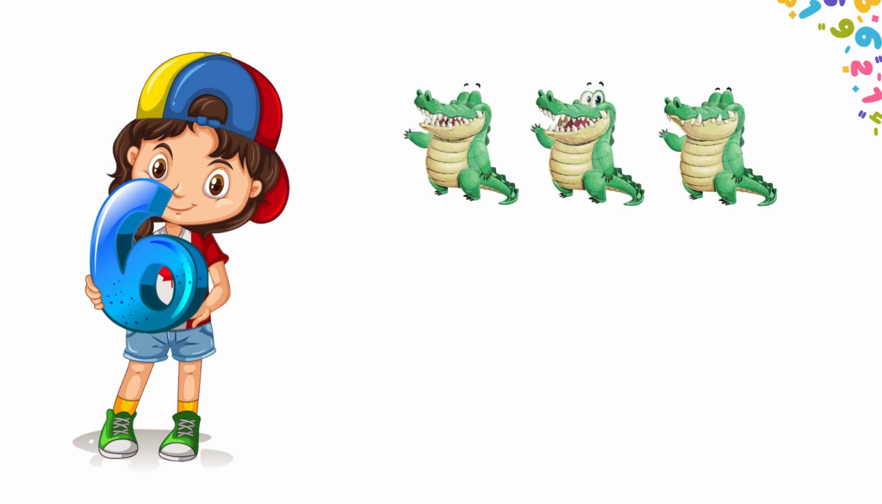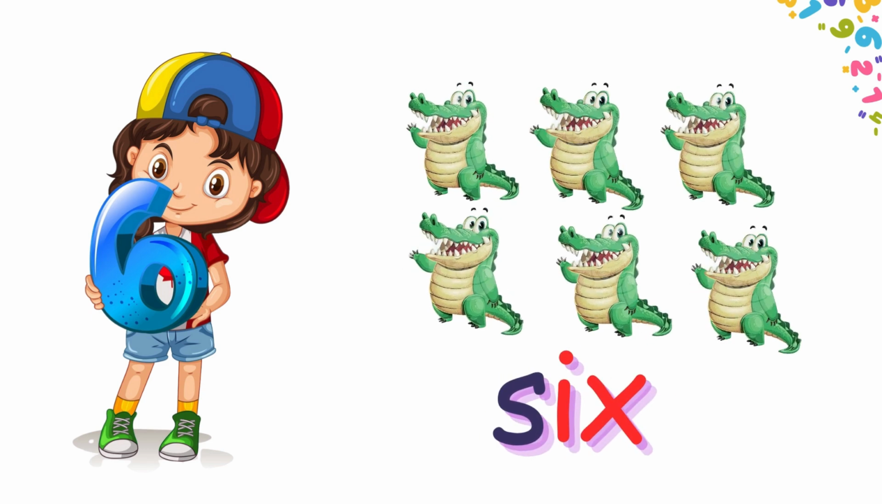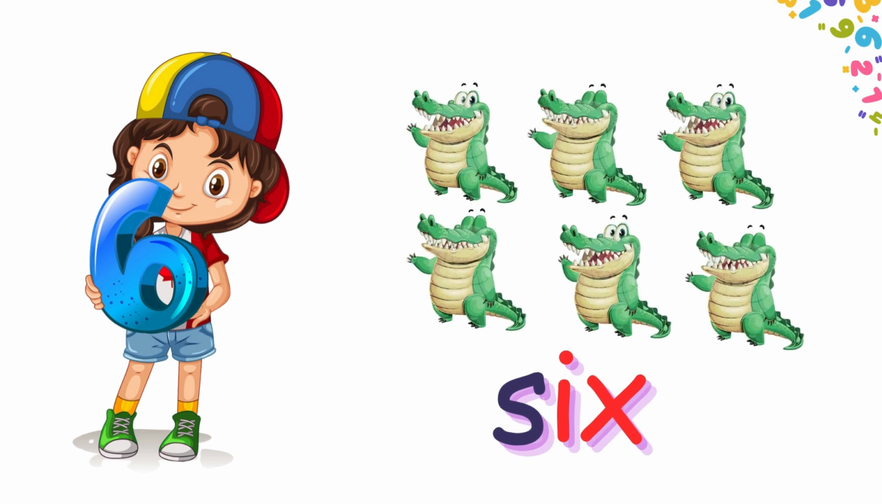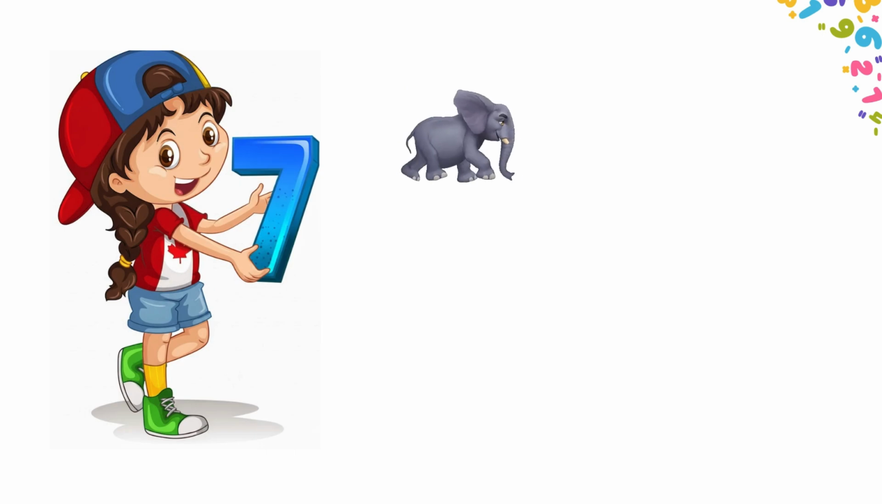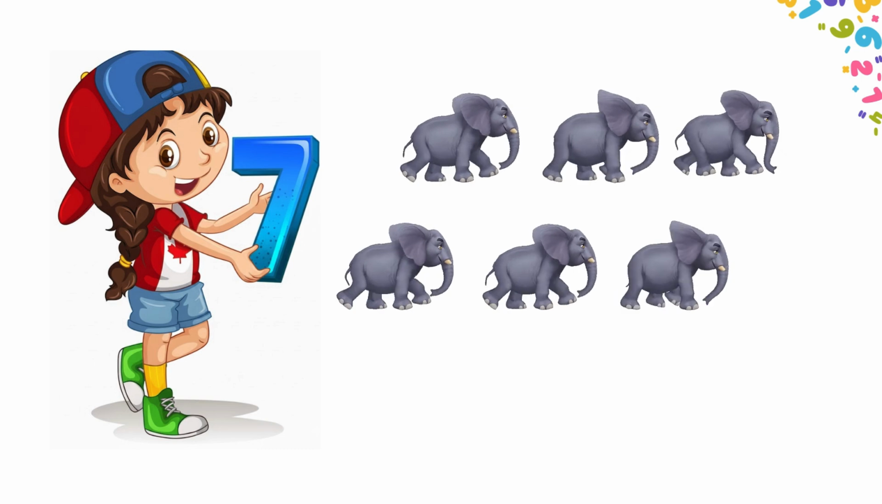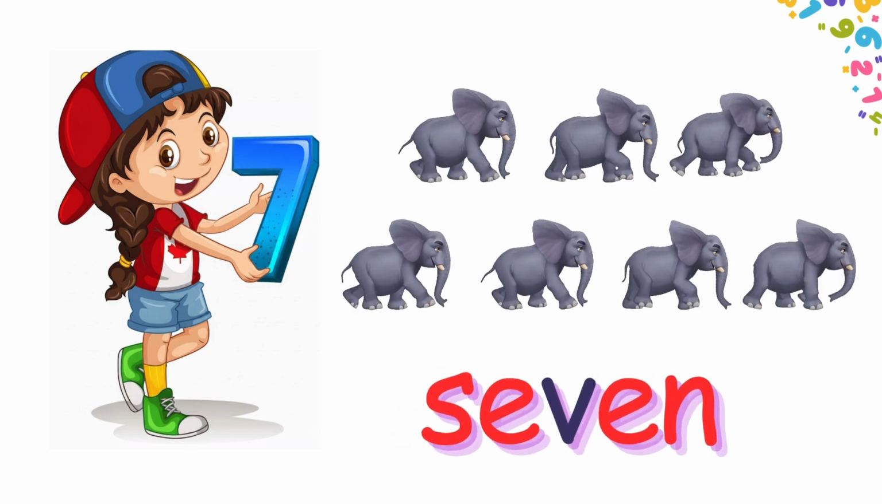Next we have number 6. 1, 2, 3, 4, 5, 6. Let's read the word X, 6. Next we have number 7. 1, 2, 3, 4, 5, 6 and number 7. Let's read the word Se-V-N, 7.